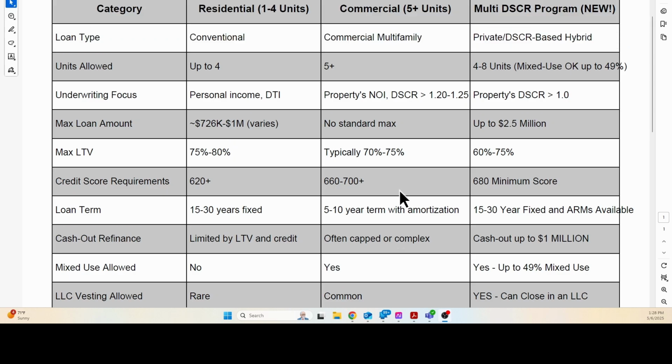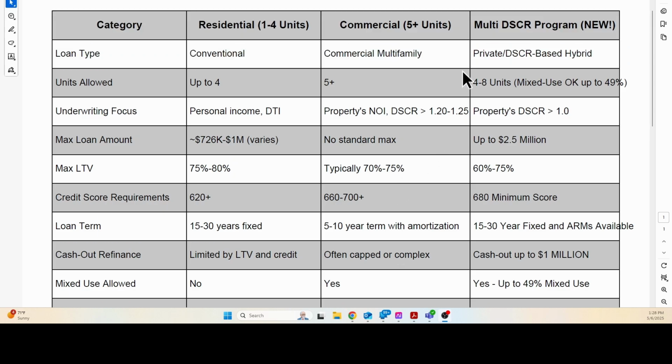Now let's combine these together with our multi-DSCR program that I want to introduce today. So here's what it is. It's not a conventional loan. It's not a commercial loan. It's actually a private lending hybrid that we have an investor that's taking these loans, and that's why we're going to offer it to you today.